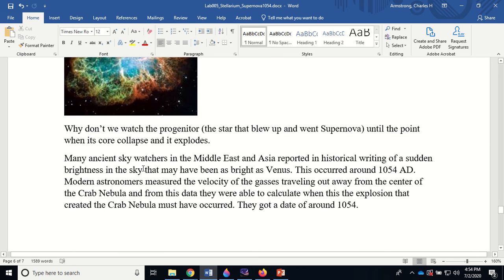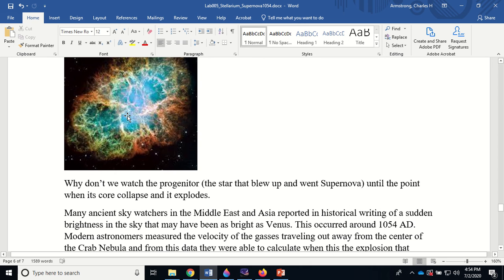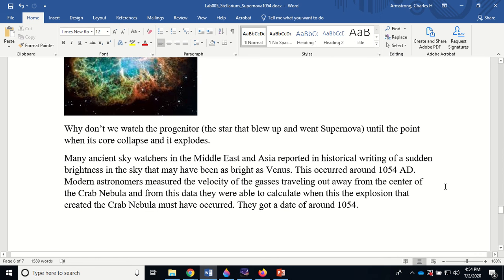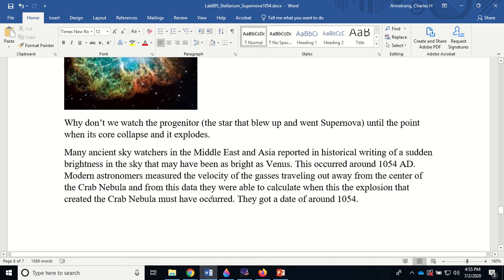So then what astronomers did was they went back and said, okay, these gases are moving out at a certain speed. We can extrapolate back to when all this was at one point. So how long ago, if the gas is this far out and it's moving at this velocity, would it all have been at one point right here? And it would have been the year 1054, right around when the writings reported this bright object appearing in the sky. So we've got the historical writings, we've got the current technology giving us new data to look at this, and it all comes back to about 1054.